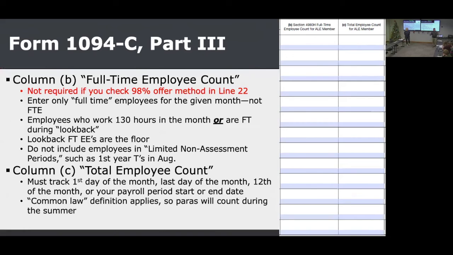So even though that para isn't stepping foot in the building, he or she is still going to be a tick in each of these columns, as a common law employee for column C and as a full-time employee for column B. Okay, so it won't necessarily match up with. That's what I was wondering. Yes, right, okay.